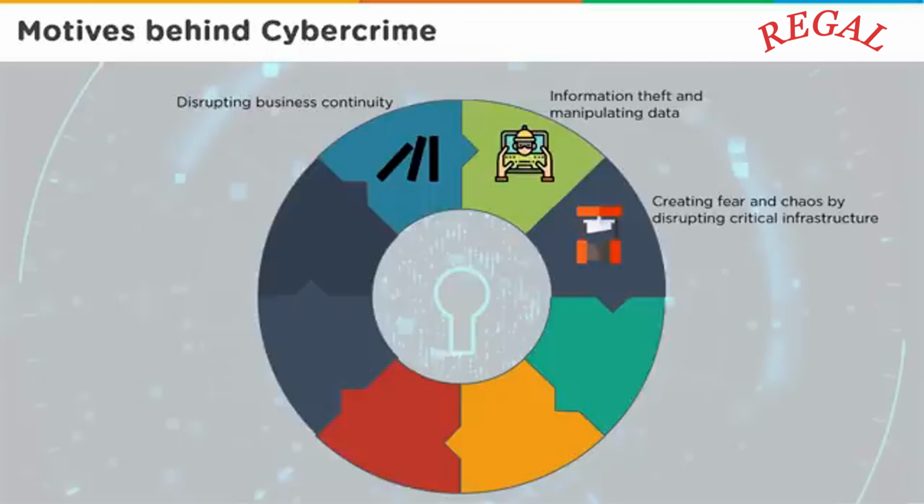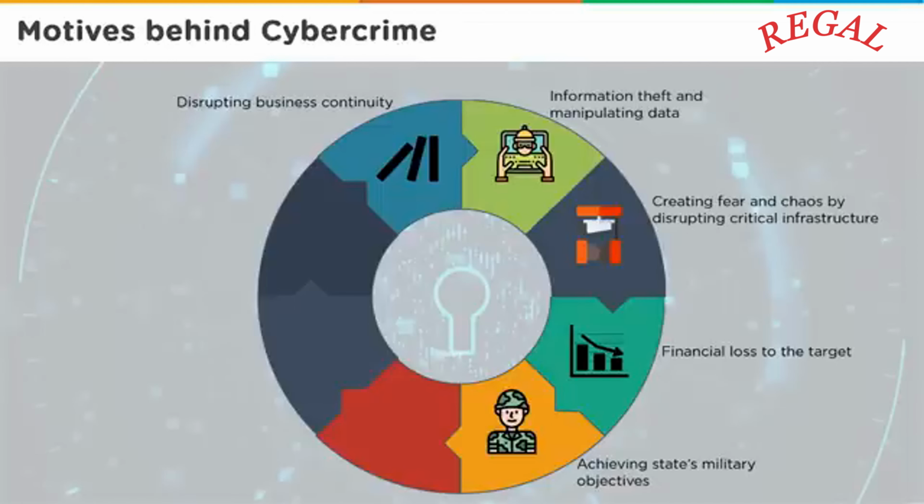Creating fear and chaos by disrupting critical infrastructure. For example, a company's infrastructure crashes, the services are no longer being offered by that organization, and people start panicking, start fearing an attack by cyber criminals, and it leads to chaos. Financial loss to the target, which is very obvious. If I do a denial of service attack, or make a service unavailable from an organization, since that service is not functioning, the company is not going to make any money out of it, and thus will suffer a financial loss.